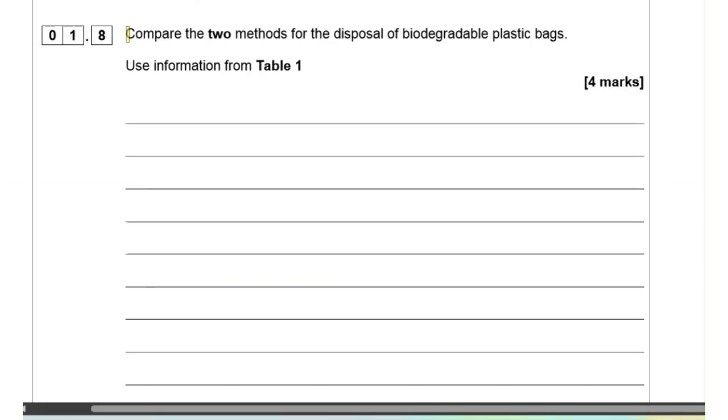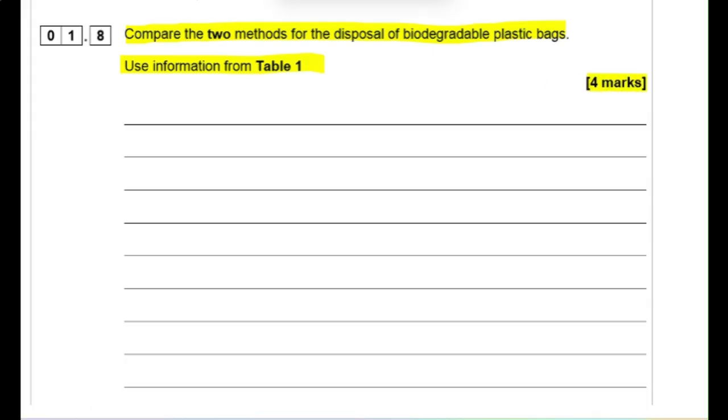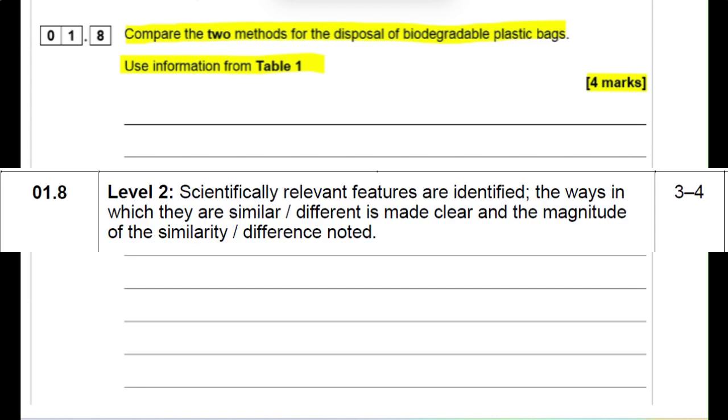Question 1.8. Compare the 2 methods for the disposal of biodegradable plastic bags. Use information from Table 1. This is a 4-mark levelled written response. And the level 2 marking criteria are written here. So pause the video and make a note of exactly what you are expected to be able to do to get the full 4 marks.